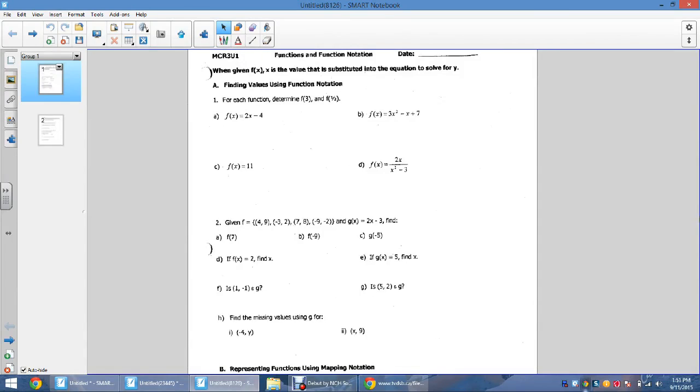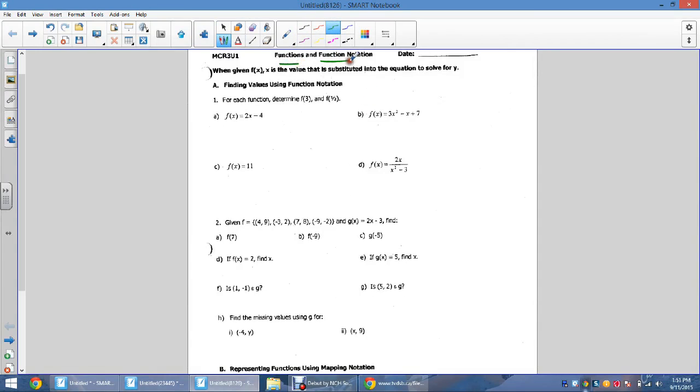This is an exciting one, I think. This is a nice, efficient way to write something that you've been used to writing. So this is called functions and function notation. We already talked about functions, what they are, last class, and now we're looking at function notation. Function notation is nothing really new. It's just a nice, clean way of doing something that you've done in the past.